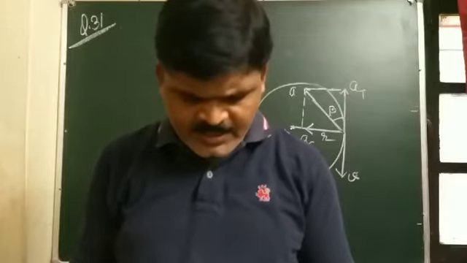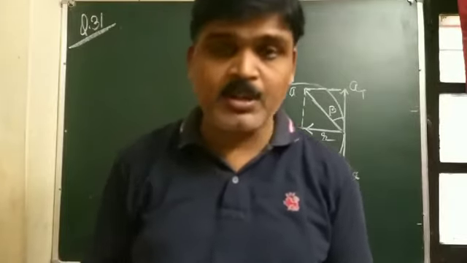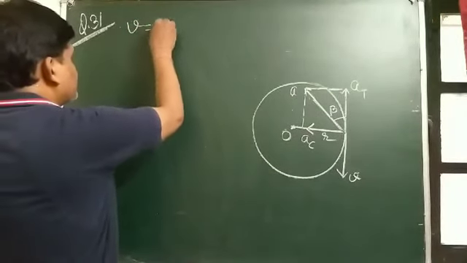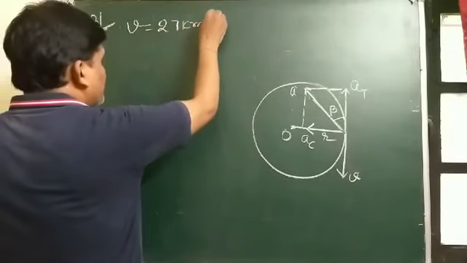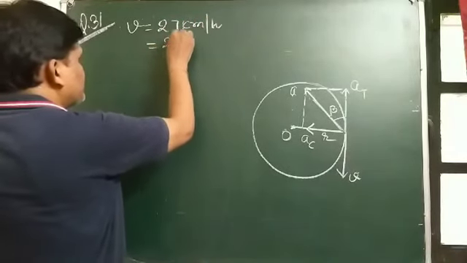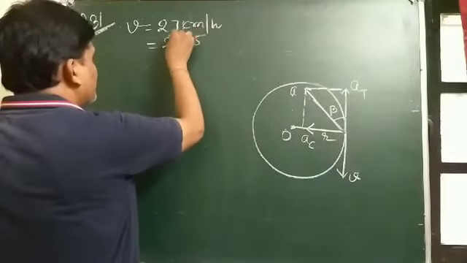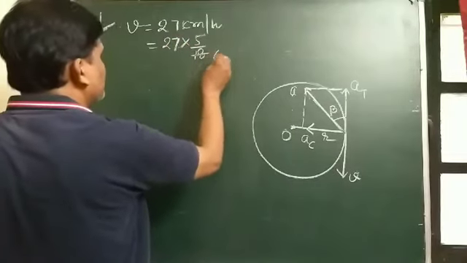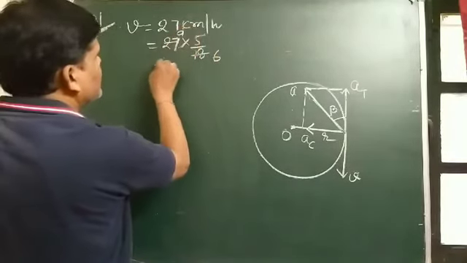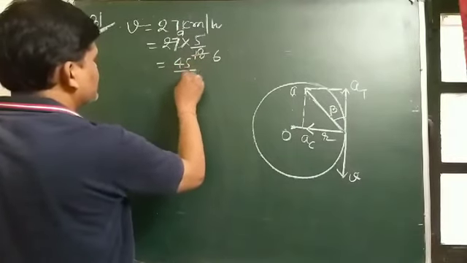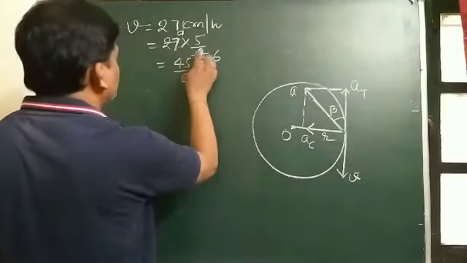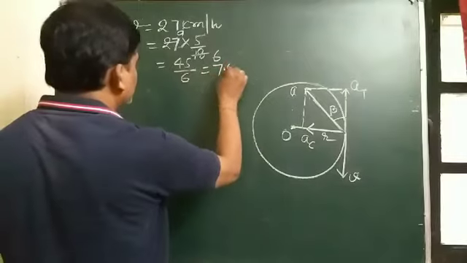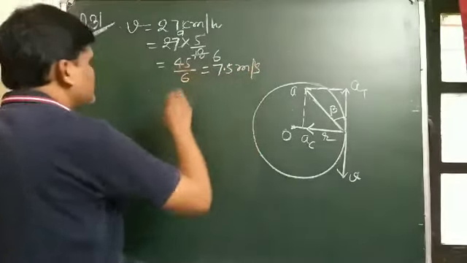A cyclist is riding with a speed of 27 km per hour. Speed of the cyclist, that is 27 km per hour. It can be changed into meter per second, that is multiplied by 5 by 18. 6 threes are 18, 3 sixes, and 3 nines are 27, so 45 by 6, and this will be 7.5 meter per second. This is the speed of the cyclist.